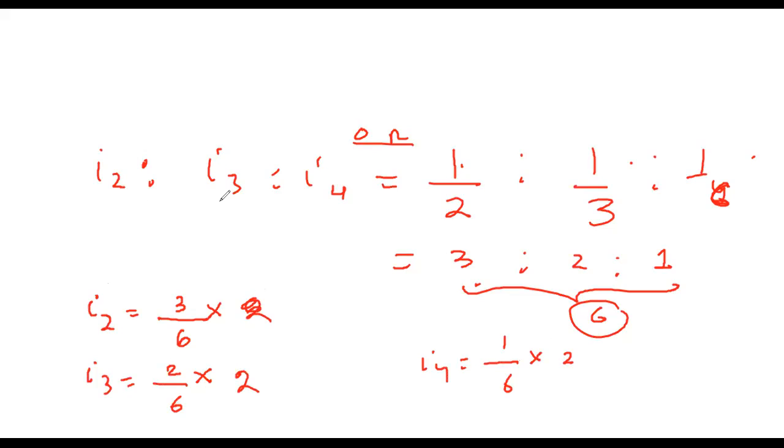I2 to I3 is V by R1 to V by R2. V cancelled. Then we took the LCM and multiplied. So 3, 2, 1 gives 6; out of 6, 3; so total is 6 into 2. Out of 6, 1 of the total current. This is nothing but 1, this is 2 by 3, 1 by 3. Same answer. So remember both, any one can be useful. Since the ratio of current was asked, this method was better.